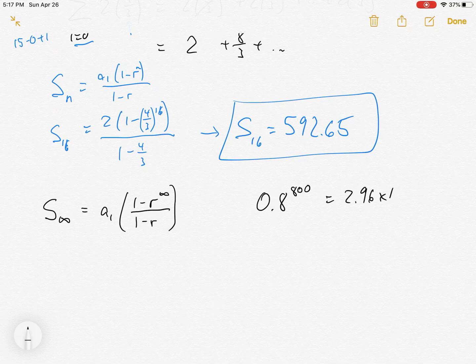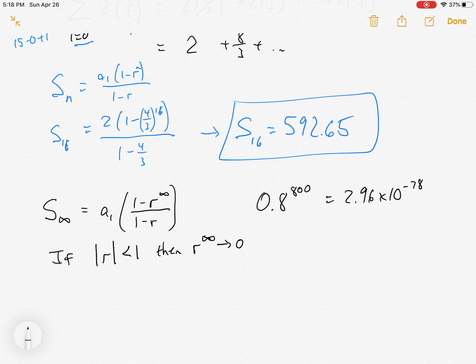But what if r is less than 1? Now, if r is 1, it just stays 1. But what if r is less than 1? What is a number like 0.8 to the 800 equal to? Let's just put that in real quick. It is tiny. It is 2.96 times 10 to the negative 78.